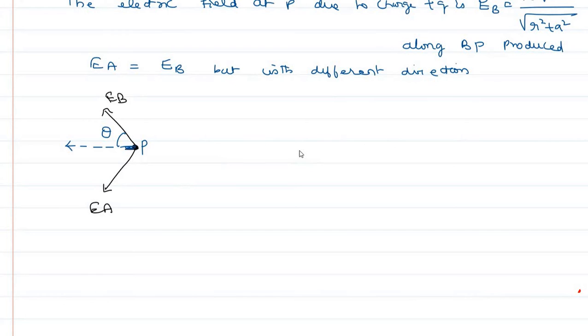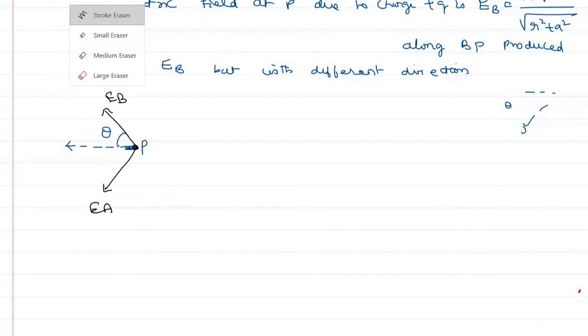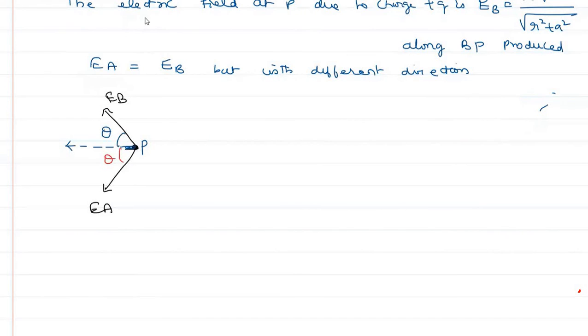I hope you remember that when two vectors are of equal magnitude, the resultant vector lies midway. Making an angle theta here means here also it will make an angle theta. The same thing I am using here. So now it is theta, and here also it is theta.